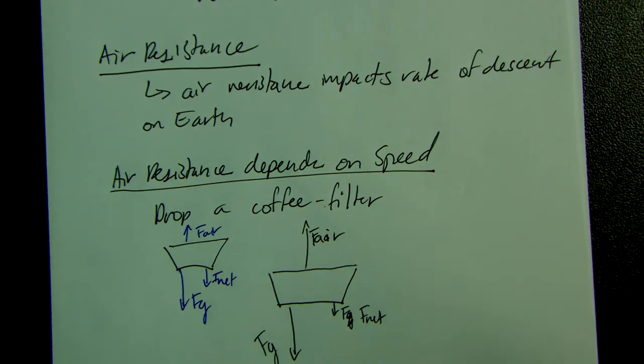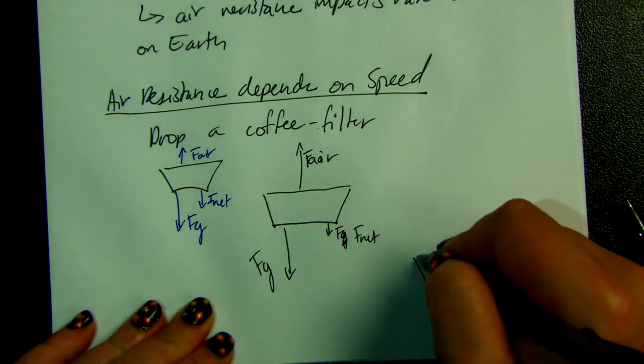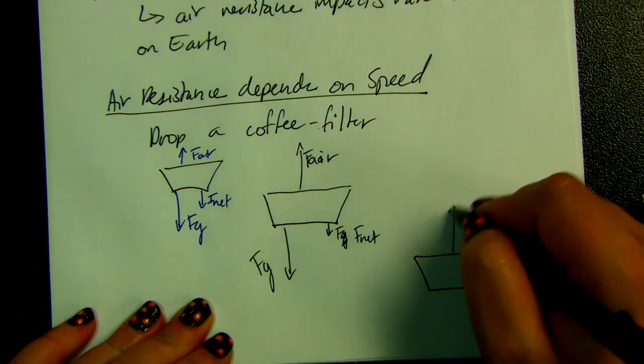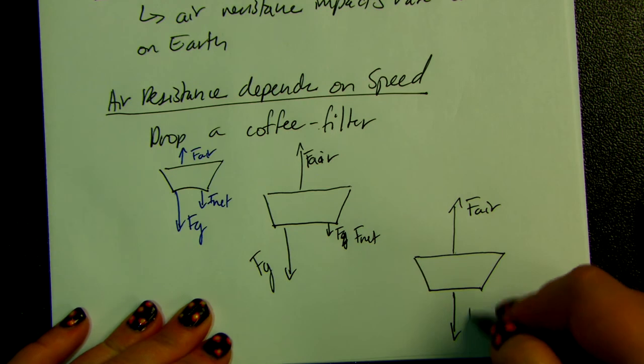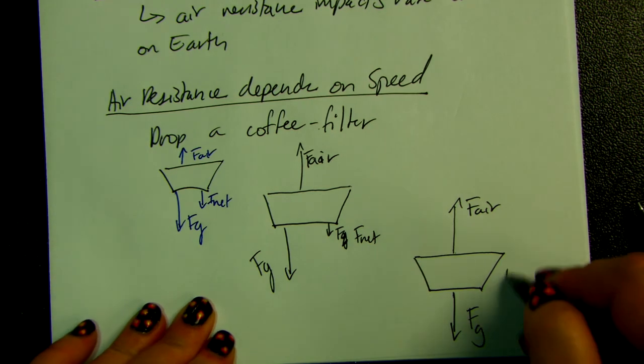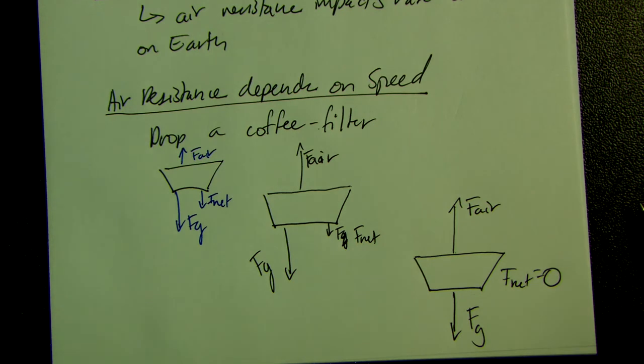And then eventually, the force from air resistance is going to equal the force of gravity, and so F net is 0. Now, using the momentum principle, why is it still in motion? Because it was initially in motion, so it's going to stay in its initial state.